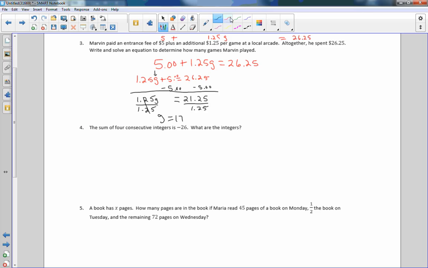Number 4. The sum of 4 consecutive integers is negative 26. Okay, so we're adding up 4 consecutive integers. Remember, consecutive integers are x, and then the next one would be x plus 1. And the next consecutive integer would be x plus 2. And one more would be x plus 3. And they equal negative 26.